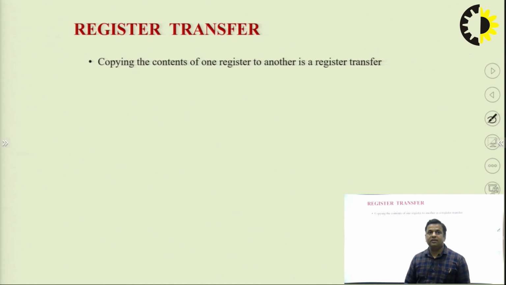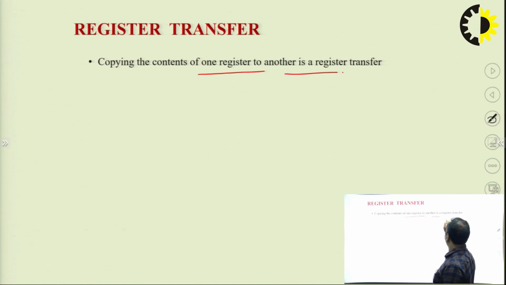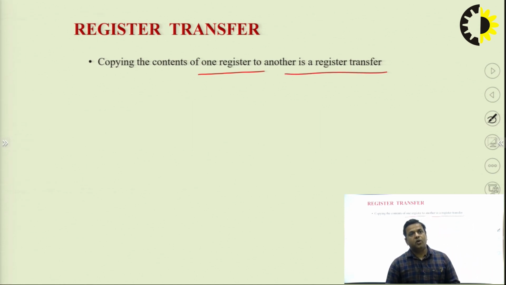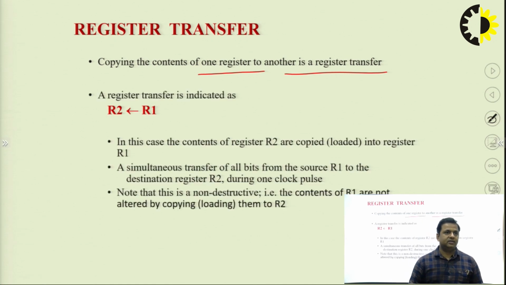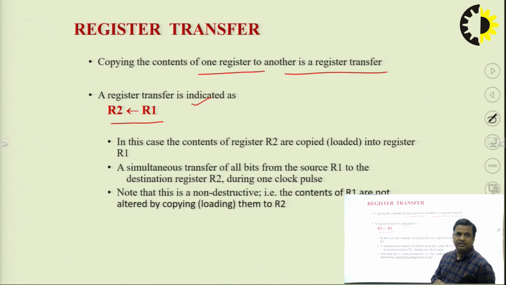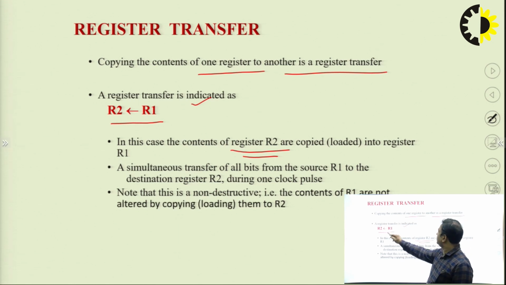Next is the register transfer. Register transfer means copying the contents of one register to another. We are going to copy, or in general language we say that we are transferring the contents of one register to another register. For example, this is represented by the statement R1 arrow R2. So the contents of register R1 are copied, loaded or transferred into register R2.